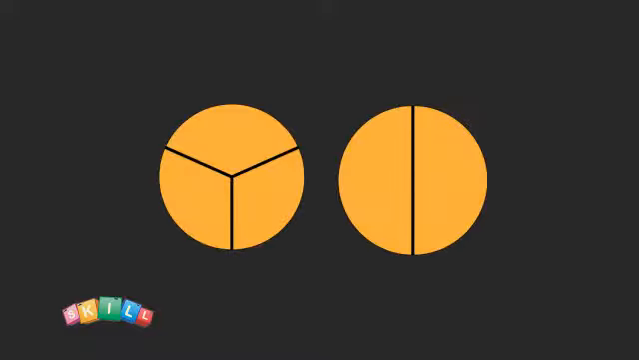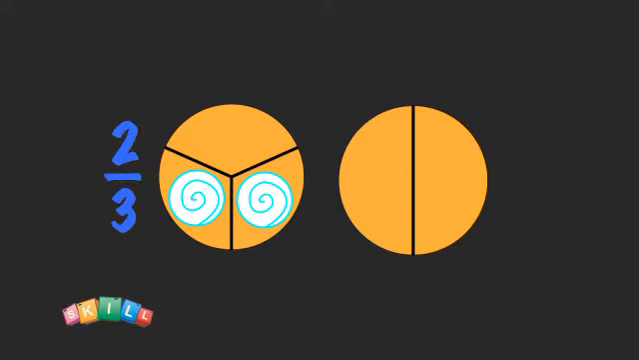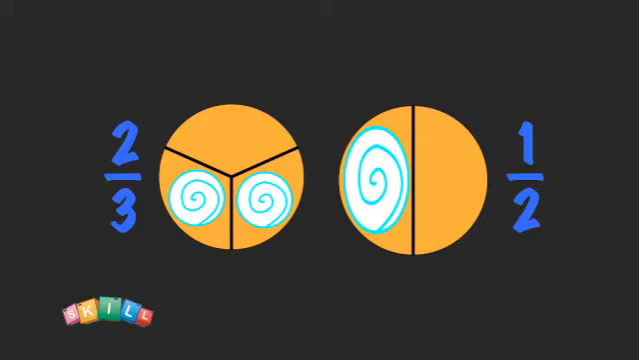Let's picture two pumpkin pies. One pie is divided into 3 pieces. Let's put whipped cream on top of 2 of the pieces. Now this pie represents 2/3. We can divide the other pie into 2 pieces and put whipped cream on top of 1. This pie shows 1/2. Which pie has more pieces covered in whipped cream?